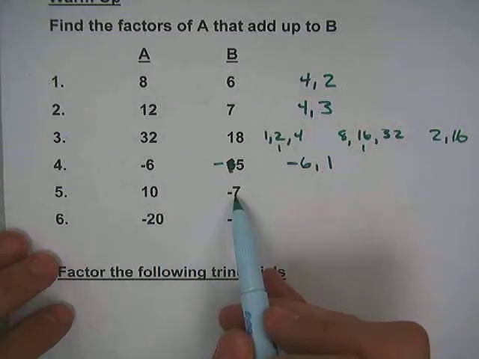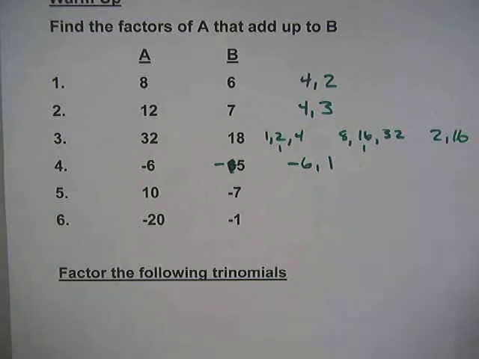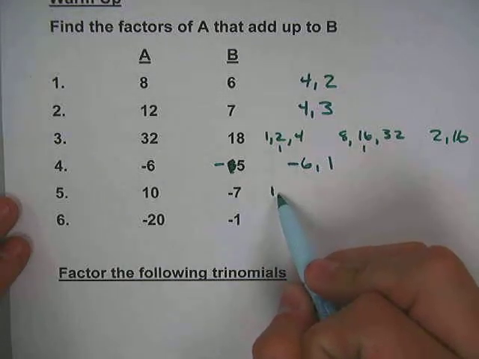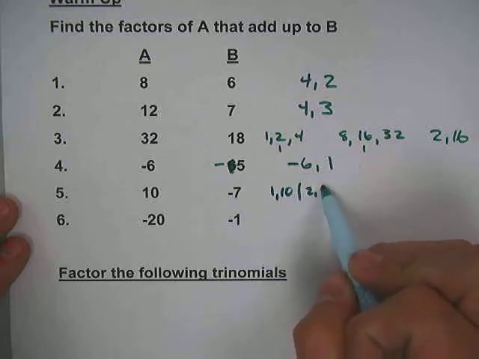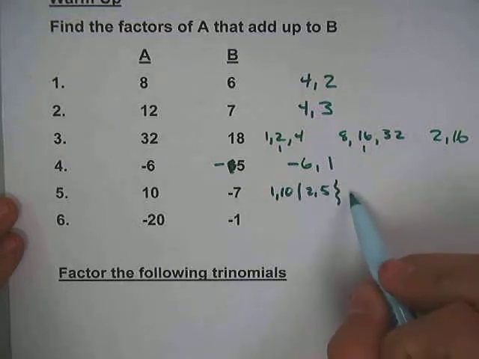Okay. What about the next one? Factors of 10 that add up to negative 7. Now how is that possible? You have 1 and 10, 2 and 5. Well, what you have to remember is that every number has two sets of factors. You have, as I said, 1 and 10 are factors. You also have 2 and 5. Those are all factors of 10.